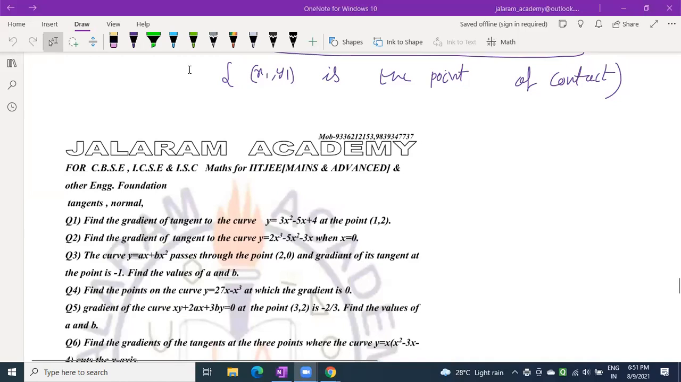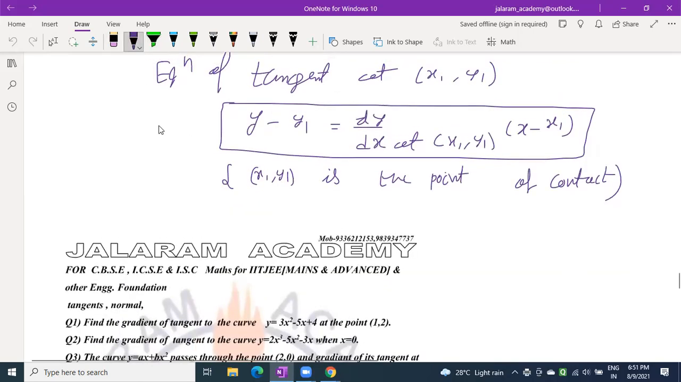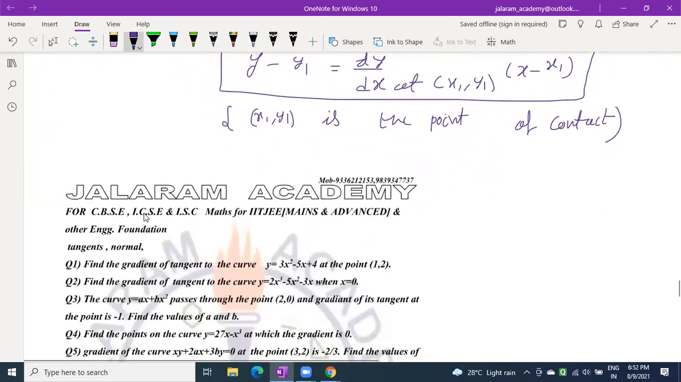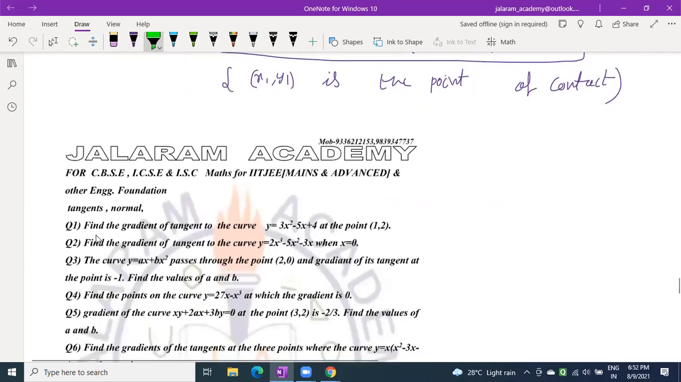So let's now discuss some questions from this topic. Remember, gradient and slope are the same things. So don't be confused if gradient is written in place of slope. Gradient equals slope. Gradient of tangent or the slope of tangent are the same things. Okay. So find the gradient of tangents to the curve y equals 3x square minus 5x plus 4 at the point 1 comma 2.